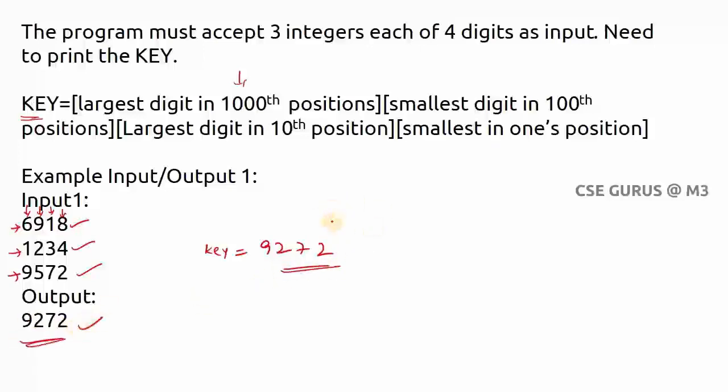And remember one more thing. You are not supposed to print 9272. You have to print 9272. Observe the difference. It's not only the digits that you want to print. You have to print that 9272. So how to print this one? So this also we will cover.